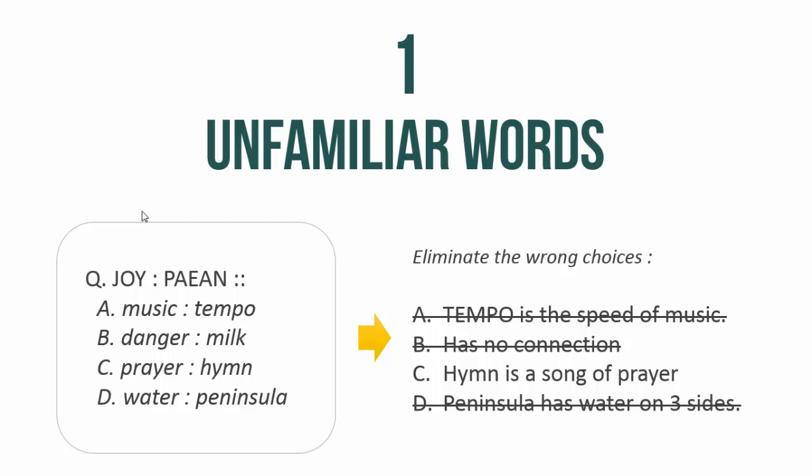Peninsula has water on 3 sides. If we replace joy and pain here, it becomes pain is something that has joy on 3 sides, which also doesn't make any sense. So we eliminate that. Now you're left with only one option, which has to be the correct option. So hymn is a song of prayer or a paean is a song of joy. Hence option C is your correct answer.